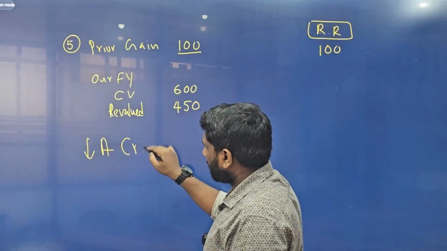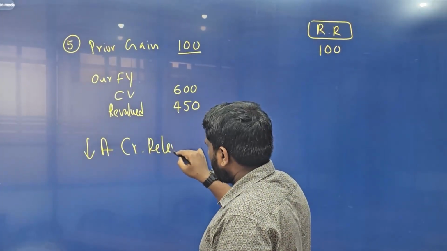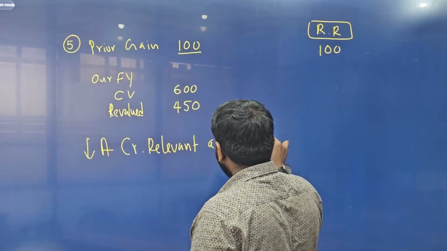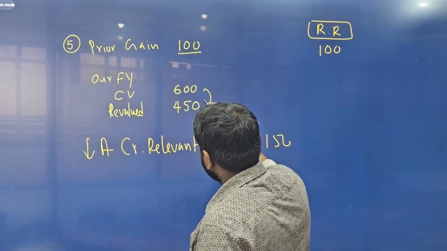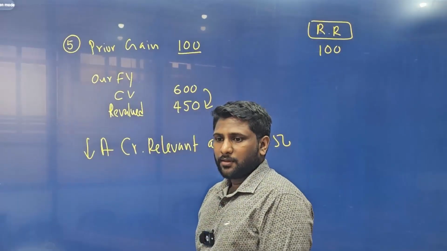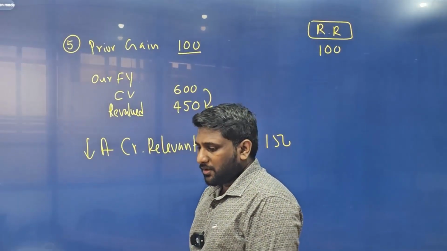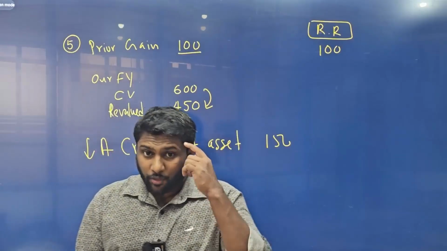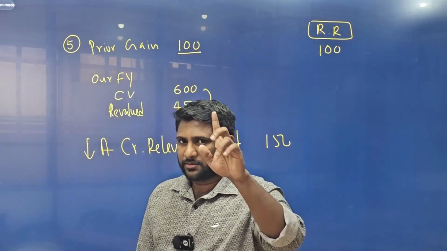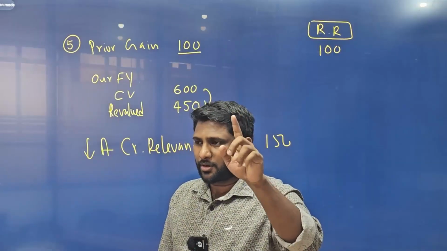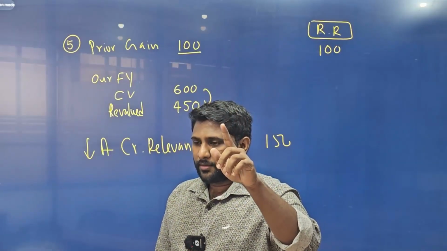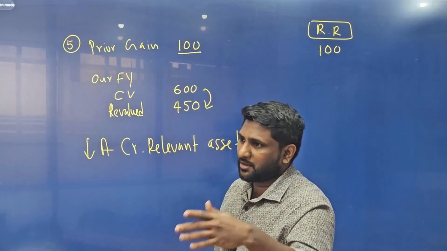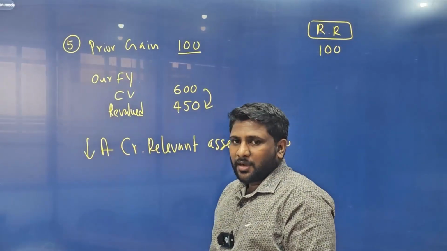So credit the relevant asset by 150. It has decreased. So when the value of the asset decreases, ideally it should go to other expense. No? Now focus. Focus is very important. When the value of the asset decreases, there is a revaluation loss. It's going as other expense.